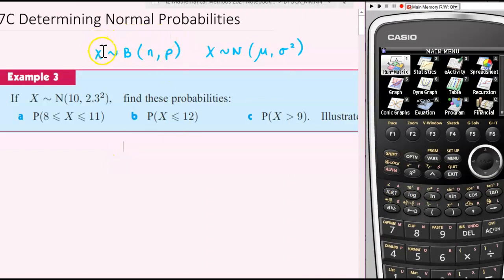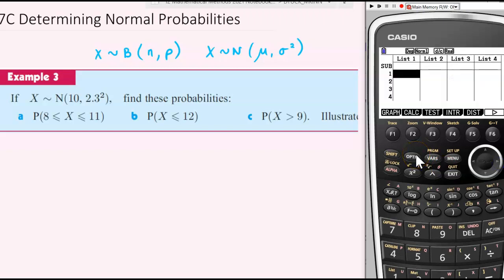Think about where we went last time we used some sort of probability distribution. Where did we go? Stat mode, good. Hop across to stat mode, please. Then where did we go? Distribution, F5. And last time we used F5, which was binomial. What do you think we're going to use this time? Oh, F1. There it is.